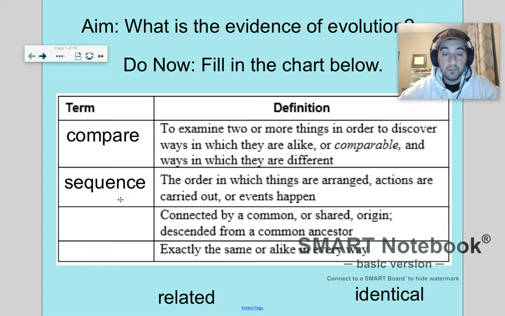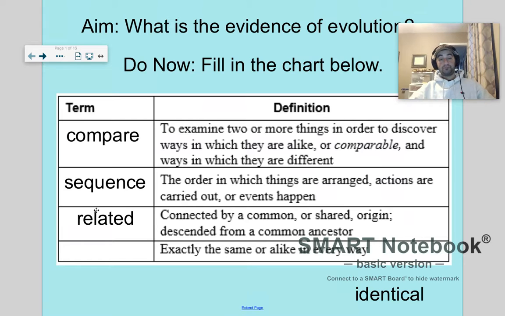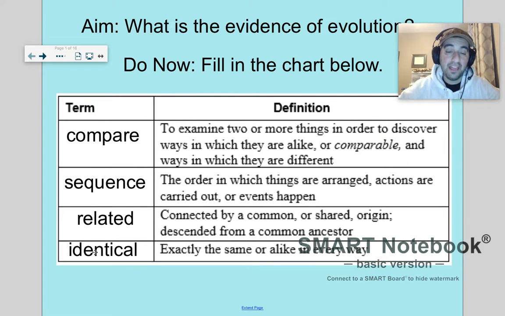Next, connected by a common or shared origin, descendant from a common ancestor. That would be related. Certain species are related to each other. If you take a look at the evolutionary tree, which you will see in the upcoming video, they share certain characteristics, certain attributes. And last one, the definition of exactly the same or alike, that would be identical.